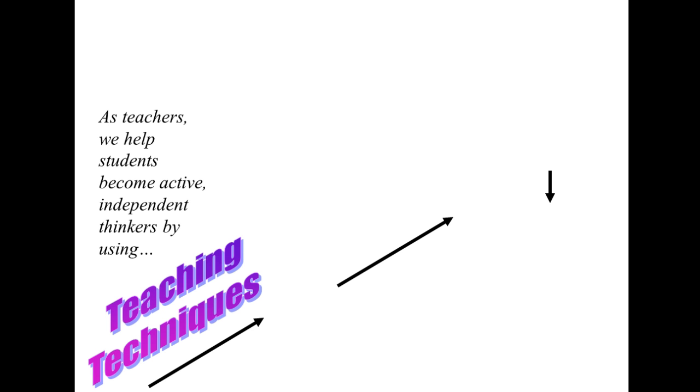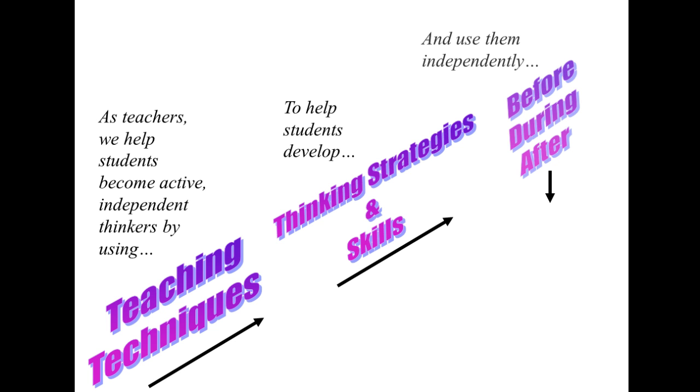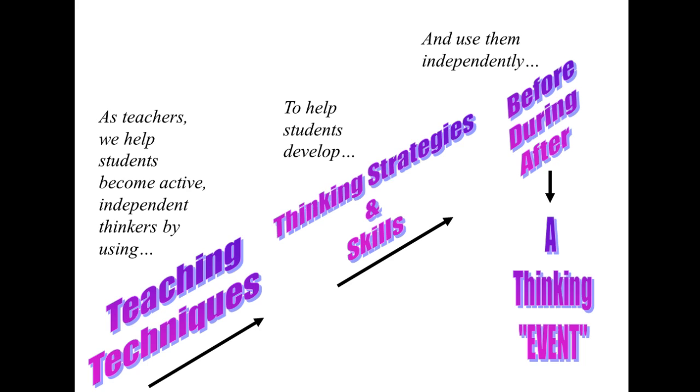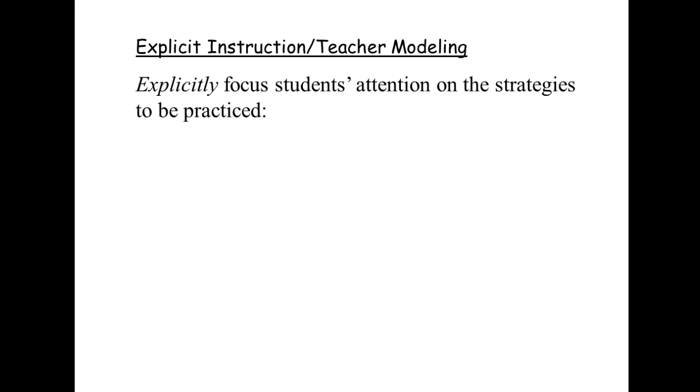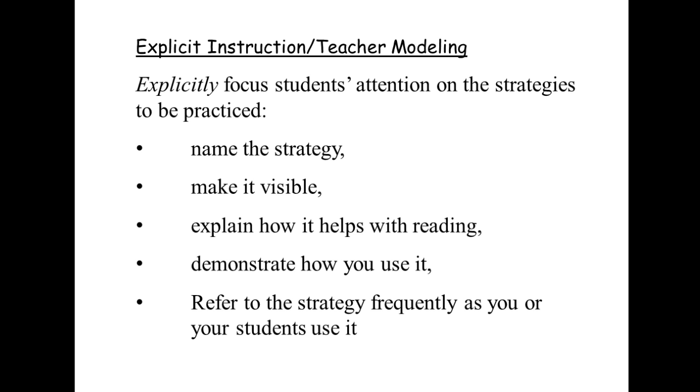We plan. So as teachers, we help students become active independent thinkers by teaching techniques to help students develop thinking strategies and skills and use them independently before, during, and after a thinking event. We show kids how by reading aloud, by thinking aloud, by lifting text, by reasoning through text, by rereading for deeper meaning. And we explicitly instruct students and focus their attention on the strategies to be practiced. We name the strategy, we make it visible, we explain how it helps with reading, we demonstrate how we use it, and we refer to the strategy frequently as the students use it. Having a list of strategies up on the wall or anywhere where students can see it and use it is very important, because it isn't good enough to just teach questioning as a strategy and then forget about it. You need to keep coming back to it.